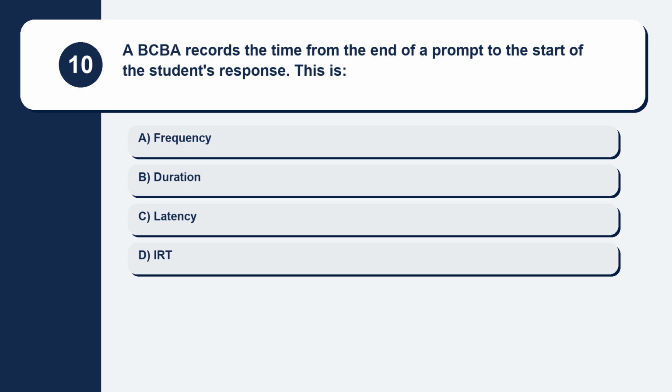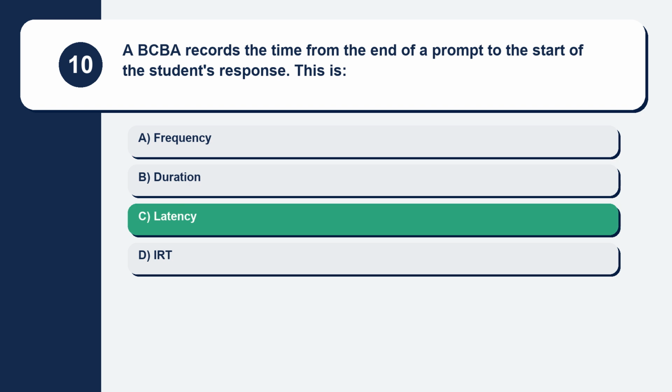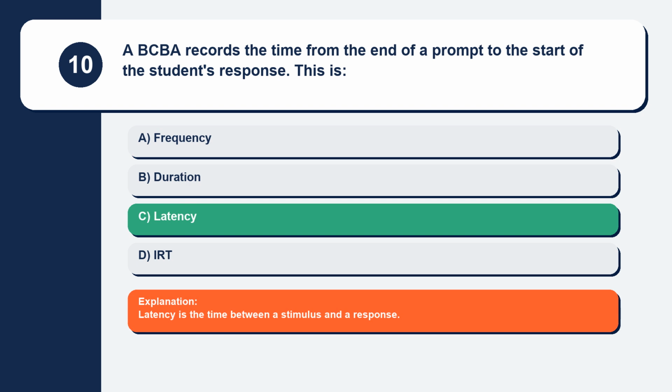Question 10. A BCaBA records the time from the end of a prompt to the start of the student's response. This is frequency, duration, latency, IRT. Latency is the time between a stimulus and a response.